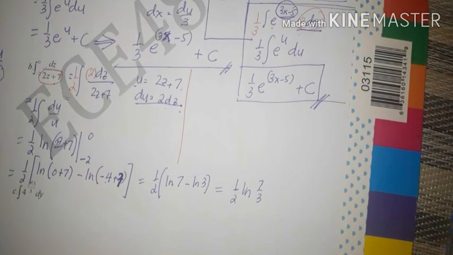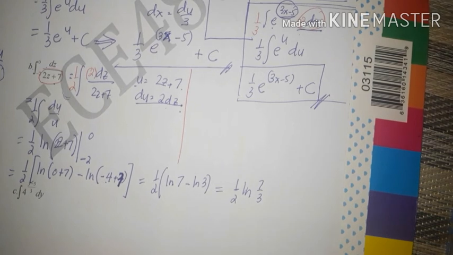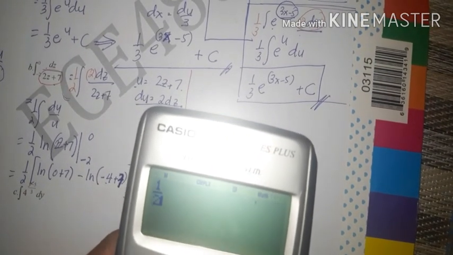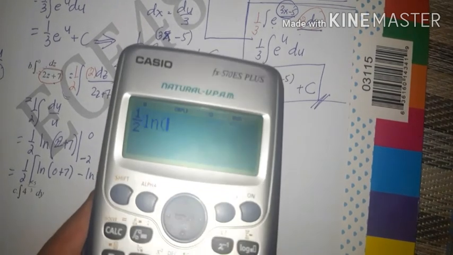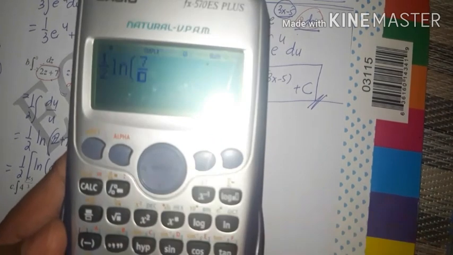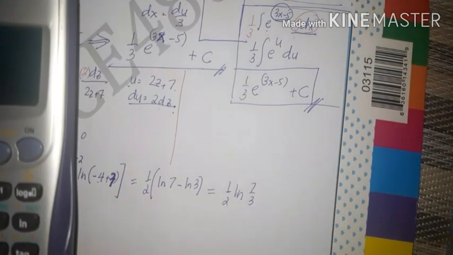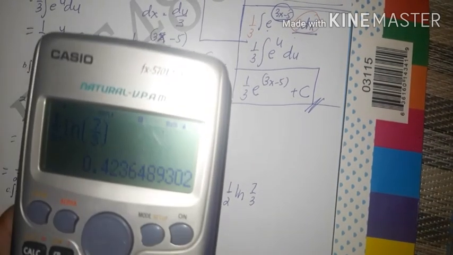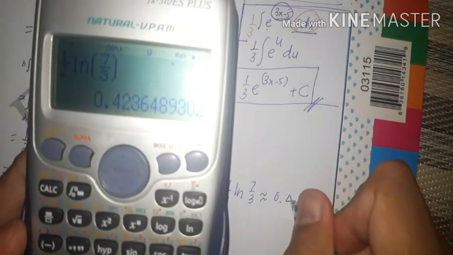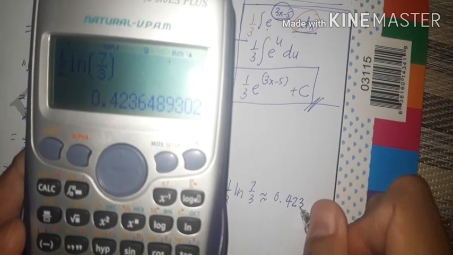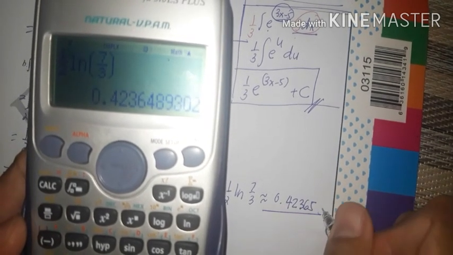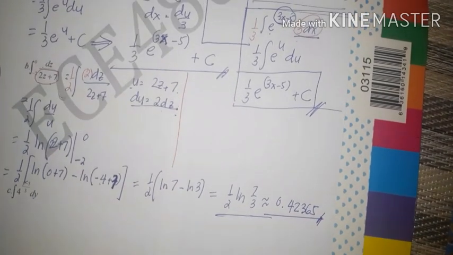So for ln 7/3, we can get its value from the calculator. That's 1 over 2 ln of 7 over 3. So 1/2 ln 7/3 gives you approximately 0.423065. So that will be our answer.